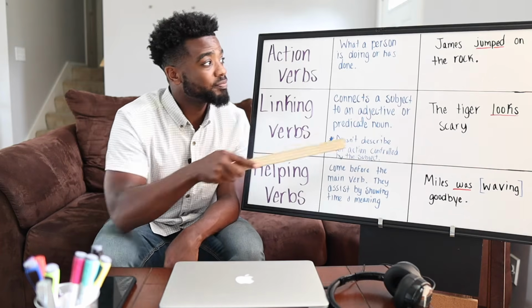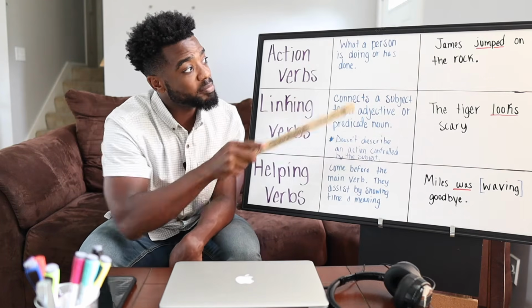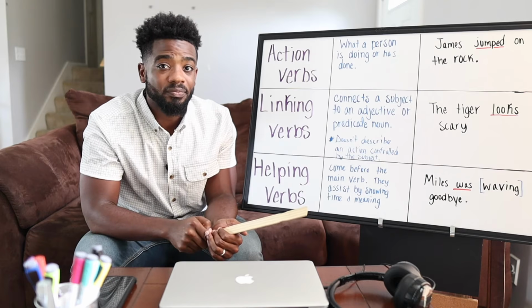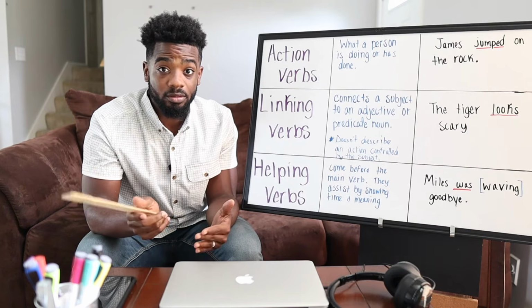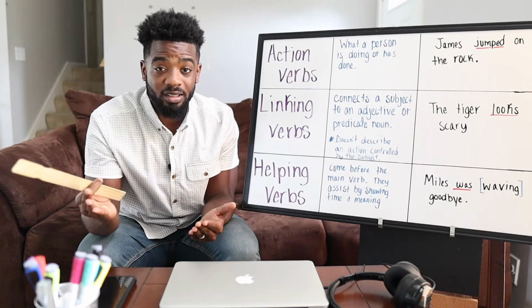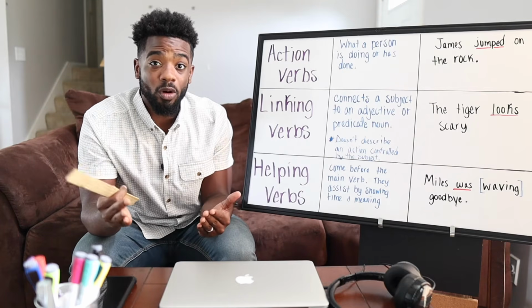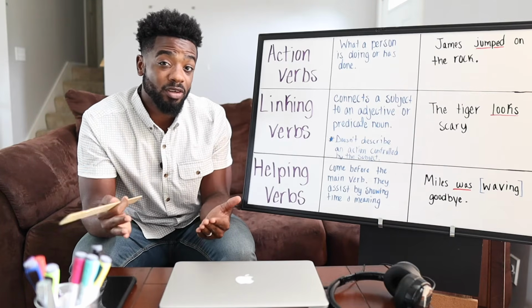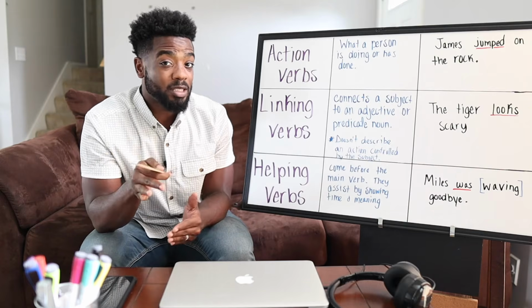Watch this sentence. James jumped on the rock. What did James do? Well, James jumped. Jumped is the word that is being used as the verb in that sentence. Let's move on to the next one.